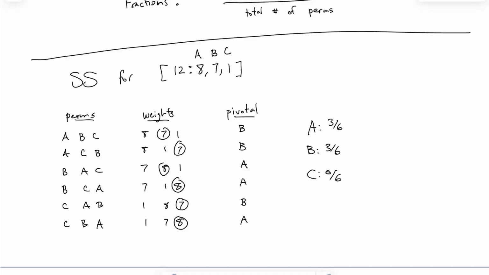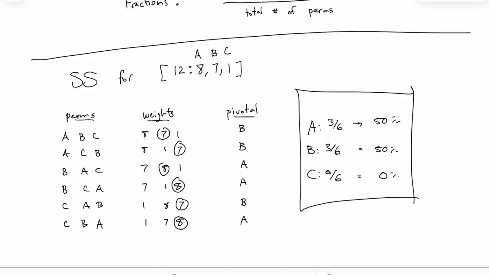You don't have to be a genius to write these as percentages, right? That's 50%. This is also 50%. And this is 0%. This is how much power each one has. So in this example, A and B have equal power, even though the number for A is bigger than the number for B. It doesn't actually matter. A and B have equal power. C has no power at all. This actually indicates that C is a dummy here.